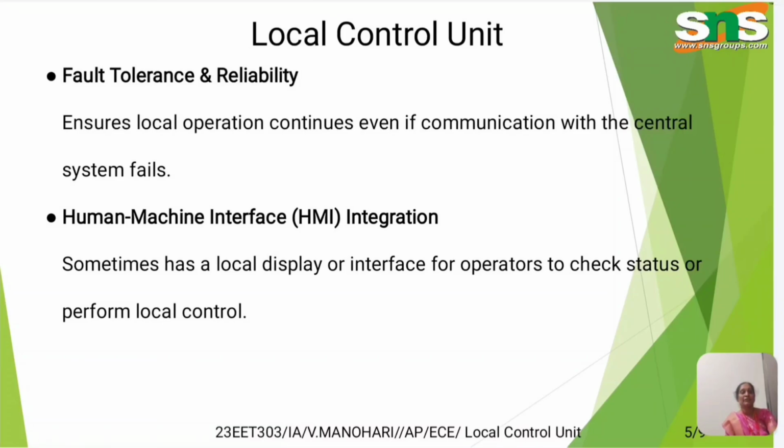Next, move on to fault tolerance and reliability. It's a key benefit in a local control system. Even if communication with the central system fails, the local control unit can keep running locally, preventing a shutdown of the whole factory. Next, move on to human-machine interface. Some LCUs have a small display or control panel, letting operators check the status and make quick adjustments directly at the site. So, in short, the LCU is a local brain, keeping the process stable.